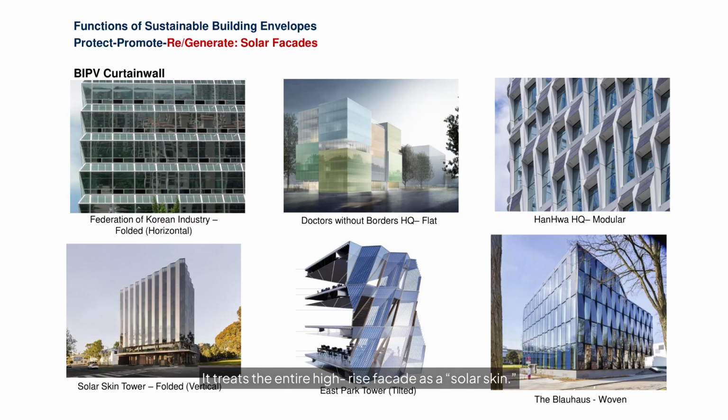Solar Skin Tower is a design concept project. It treats the entire high-rise facade as a solar skin. It employs vertical folded fins with integrated PV. The folds run vertically like pleated skirts to catch the morning and afternoon sun on their sides. This approach can be particularly effective for towers to increase the solar catching surface and create an iconic silhouette.